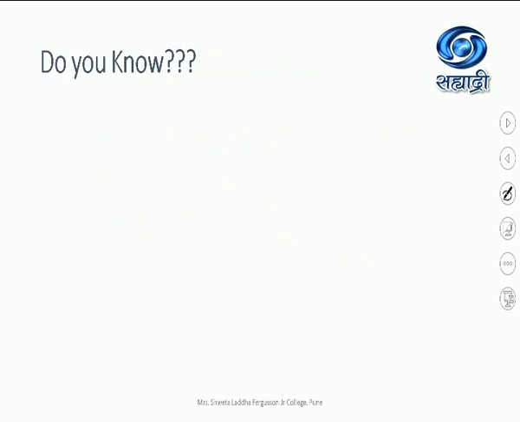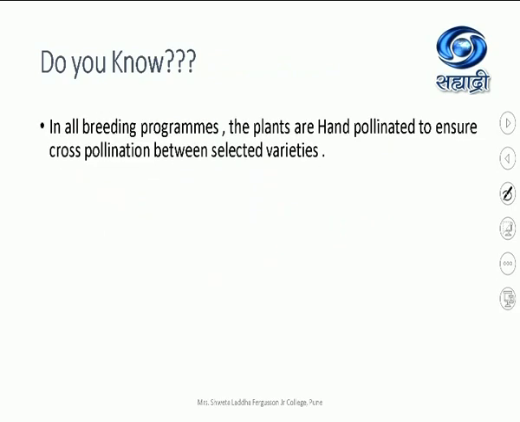Now, do you know that in all breeding programs, the plants are hand pollinated to ensure cross-pollination between selected varieties? You have a practical also based on this topic, where you will be studying the 3 steps of hybridization. First, you are selecting a good variety. Then you are emasculating the flower. Emasculation is removal of anthers before anthesis.